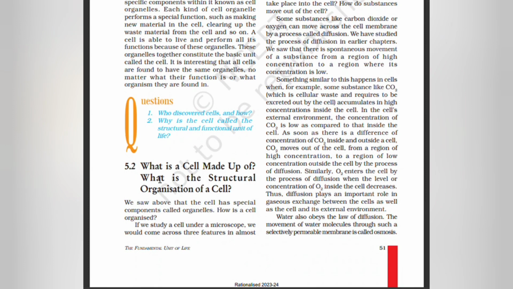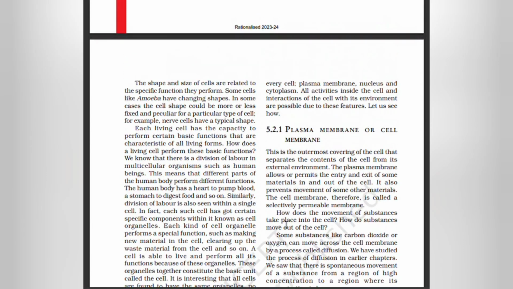What is a cell made up of? What is the structural organization of a cell? We saw above that the cell has special components called organelles. How is a cell organized? If we study a cell under a microscope, we could come across three features in almost every cell: plasma membrane, nucleus, and cytoplasm. All activities inside the cell and interaction of the cell with its environment are possible due to these features. Let us see how.